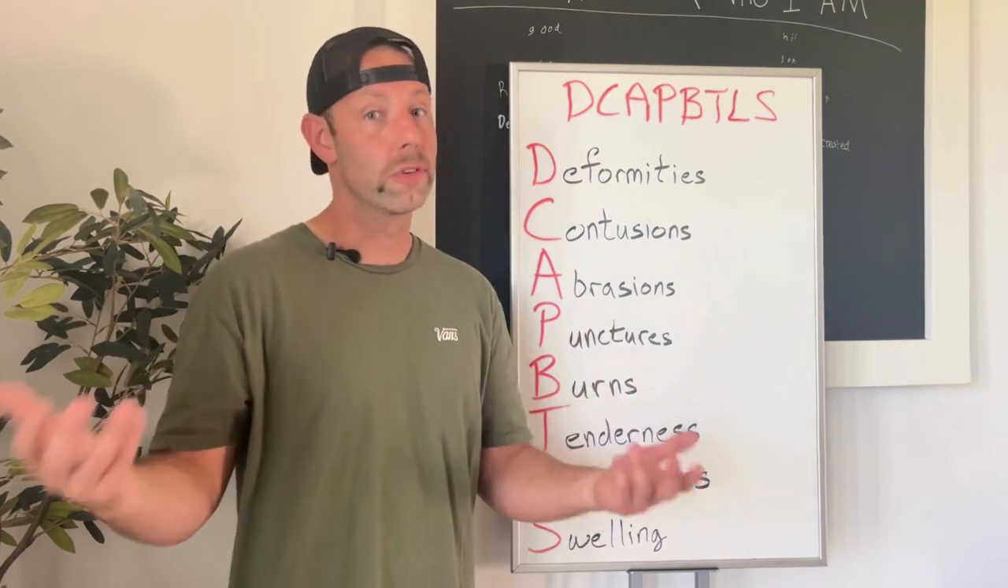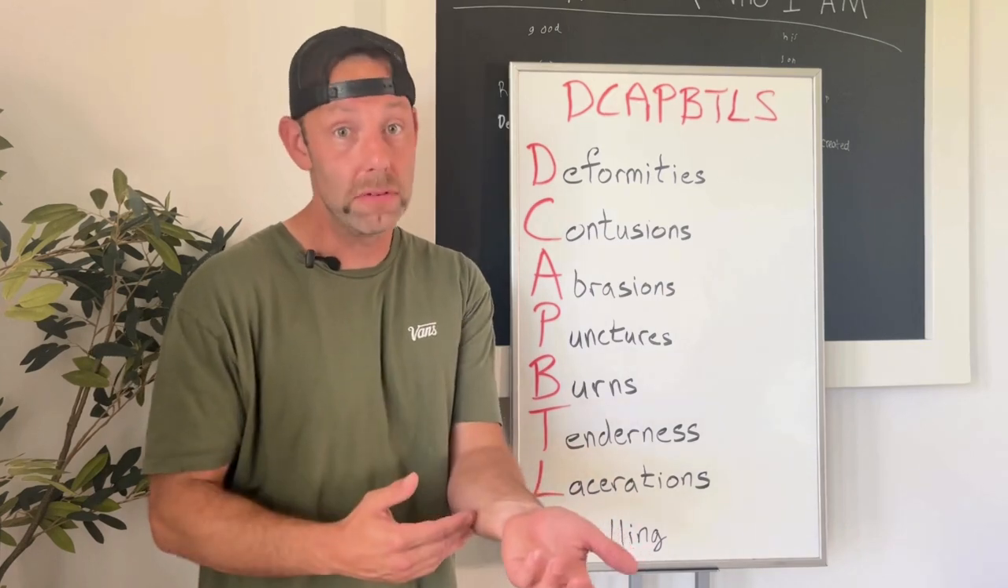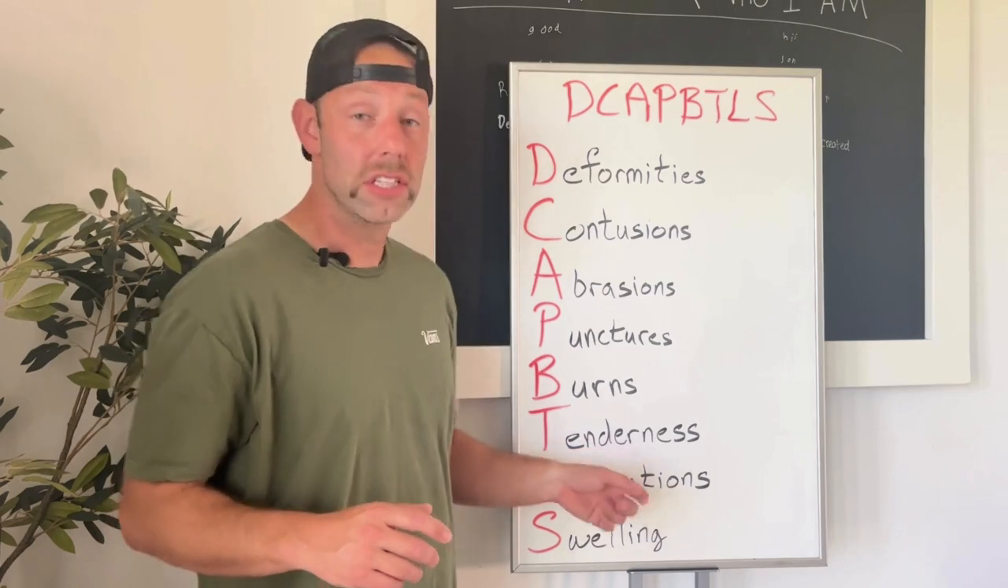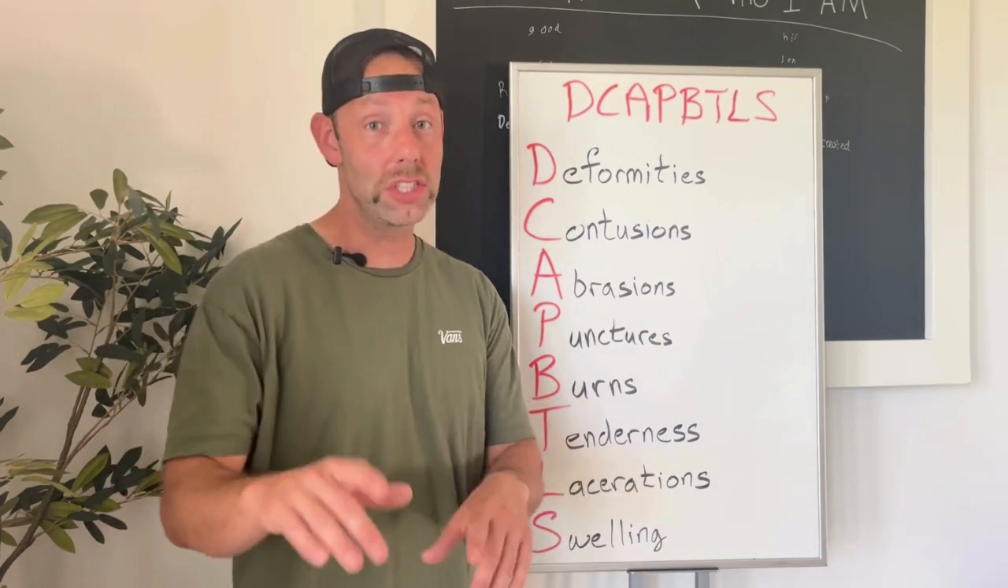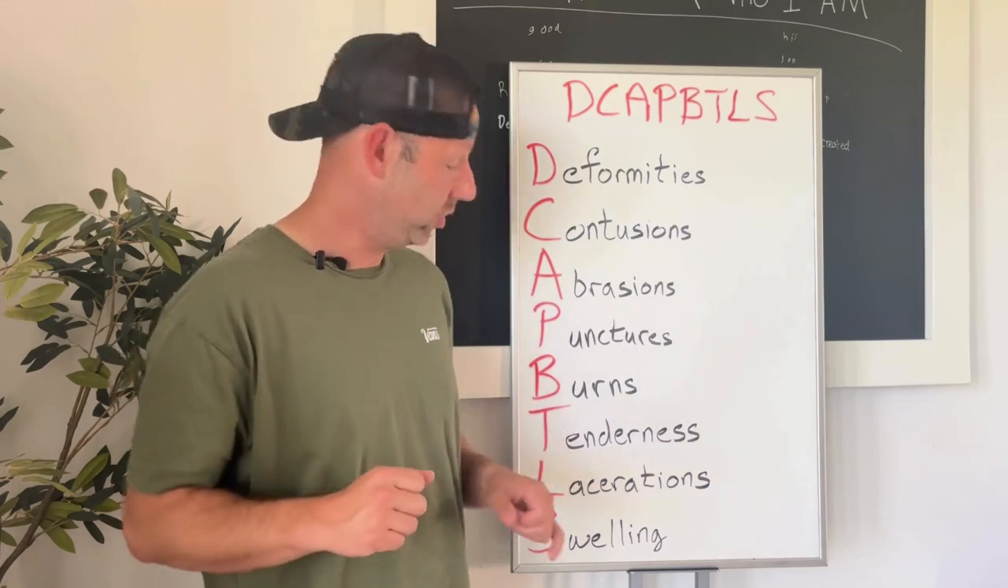Burns, this is where first, second, third degree, right? We remove that top layer of skin or maybe even further, and we're allowing the outside world in and the inside world out. Not good. Tenderness, if the person is in pain wherever you touch, that's not supposed to be happening. It's not supposed to hurt upon touch. That's an indication of an injury.